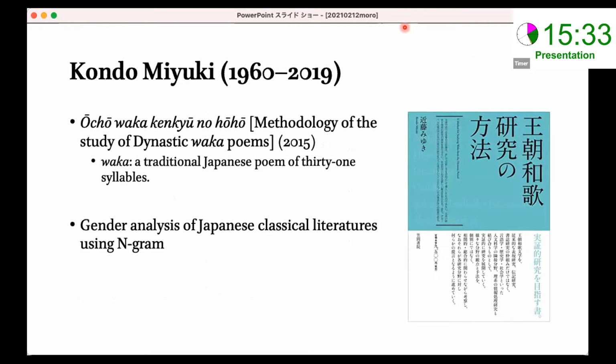Professor Miyuki Kondo made a significant contribution to the study of gender analysis in Japanese classical literature by using n-grams to discover linguistic expressions used only by women in Japanese waka poetry. Waka is a traditional Japanese poem. I'm very sorry that she passed away in 2019. This is her monograph based on n-gram analysis.